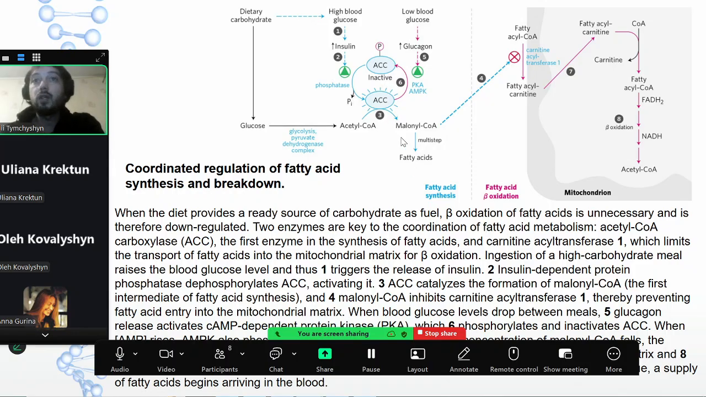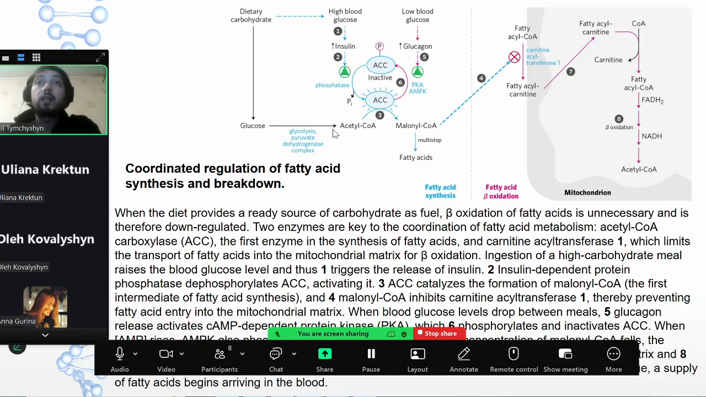So what do we have here? For example, we are in a state of high blood glucose. That triggers the release of the insulin. Now, this insulin-dependent protein phosphatase dephosphorylates ACC and activates it. ACC catalyzes the formation of malonyl-CoA. So here we have acetyl-CoA, here we have malonyl-CoA.